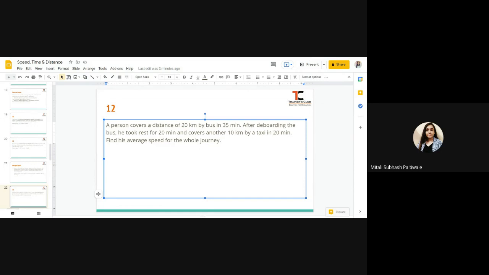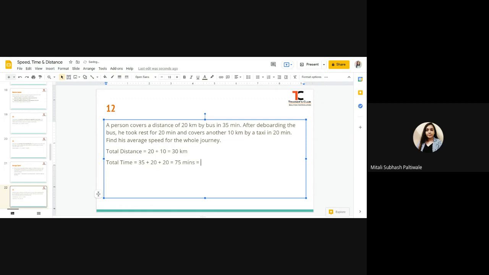We have to find the speed of the entire journey. How much would it be? Okay, let's find out. Total distance is equal to 20 plus 10 kilometer, that is 30 kilometer. Total time will be equal to 35 minutes, 20 minutes and 20 minutes. 35 plus 20 plus 20 will be 75 minutes.